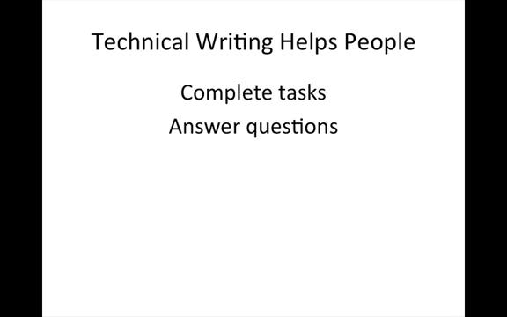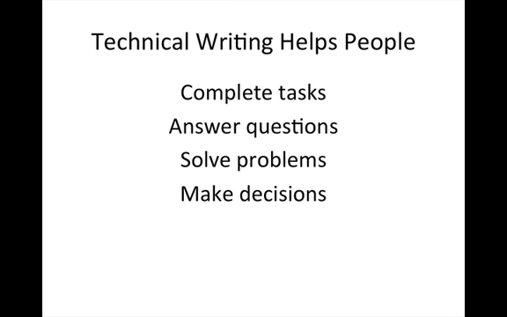The main point of technical writing is that it helps people. It helps them to do a number of things. It helps them to complete tasks, to answer questions, to solve problems, and to make decisions. In other words, technical writing might help someone to complete a process, it might help them to find information that they need, it might help them to solve a problem that they're facing, or to make decisions, particularly difficult ones. We'll address all four of these issues in this course.